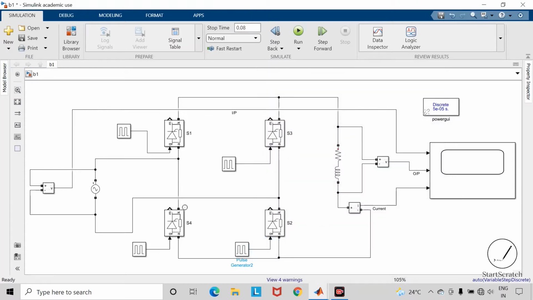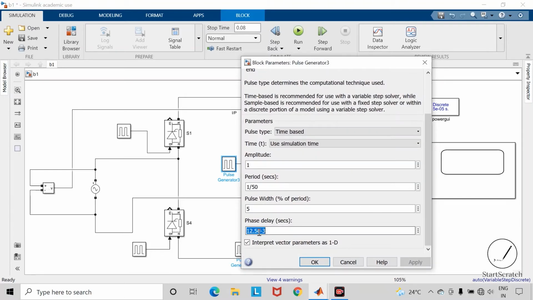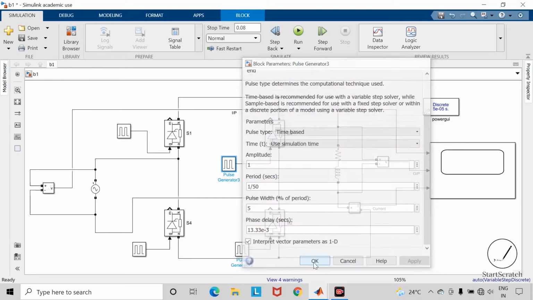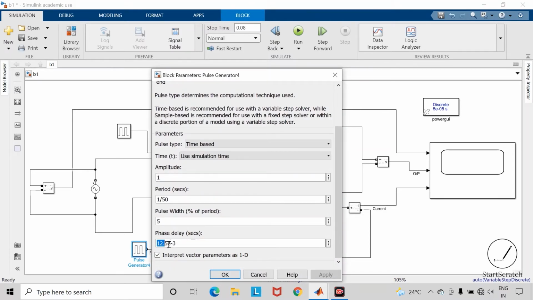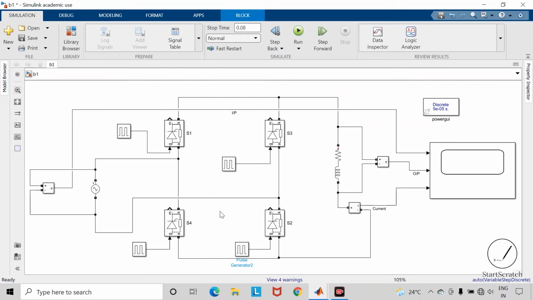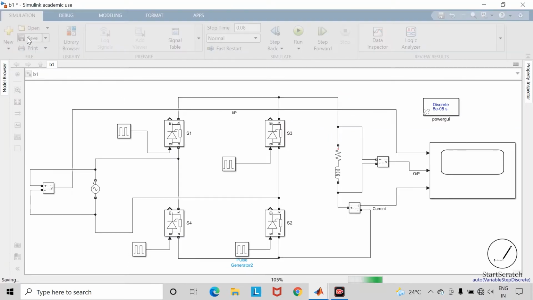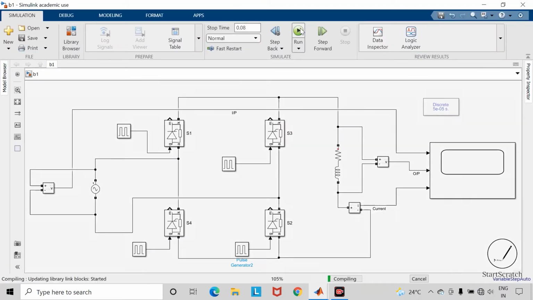But for this switch S3 and S4, we can add 180 degree plus 60 and we can find out the firing angle delay, or we can simply add this 3.33 milliseconds to this 10 milliseconds, so it will come out to be 13.33 milliseconds for the switch S3 and S4. So now save the changes and run the simulation.